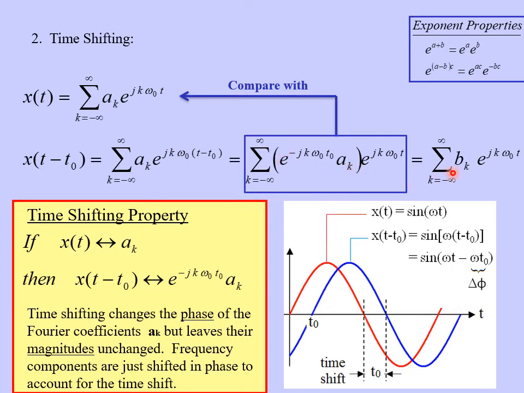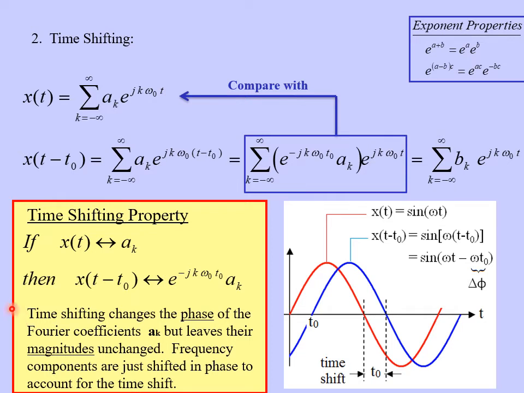Notice that our new coefficients are the same as the old coefficients, a sub k, but they're multiplied by this complex exponential here, which represents a phase term, because this has a magnitude of 1. So here's our shorthand notation of showing the time-shifting property. If x of t leads to a sub k, then x of t minus t naught leads to e to the minus jk omega naught t naught times a sub k.